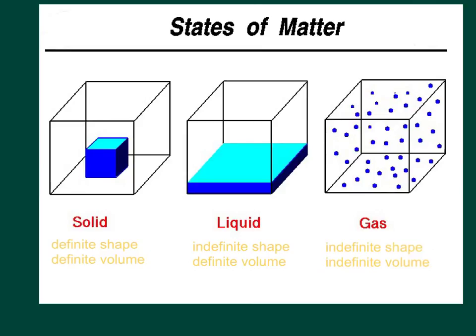Solids are substances that have a definite shape and a definite volume. Liquids are substances that have an indefinite shape, meaning that they take the shape of the container that you put them in. Liquids do, however, have a definite volume.